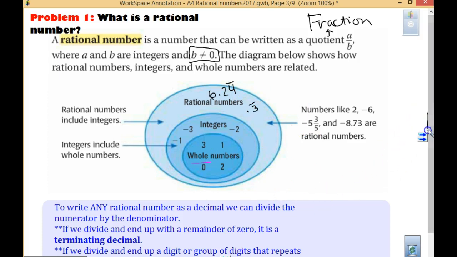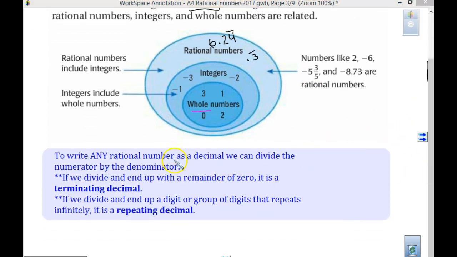And what you are doing, and I know you've done some of this before, when we write any rational number as a decimal, we can divide the numerator by the denominator. So 3 divided by 5, if we are looking at that. We divide and end up with a remainder of 0. We call it a terminating decimal. Repeating decimal is one where we have either that line over it or we actually show that.